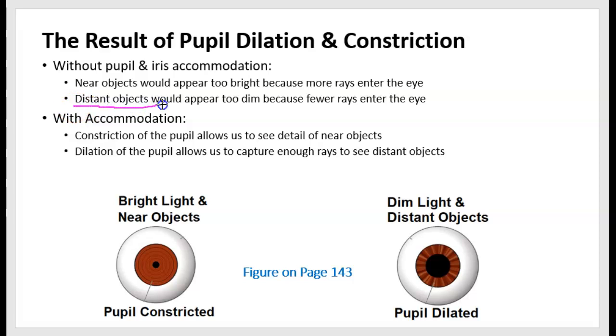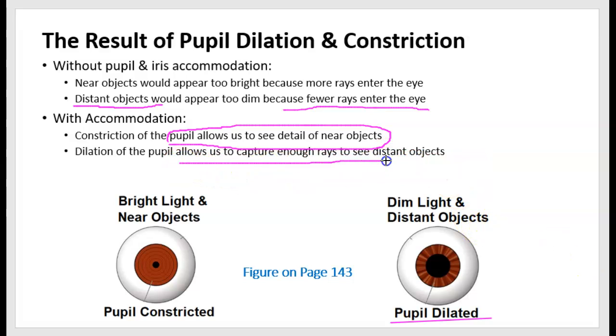But in the case of distant objects that are far away, fewer light rays enter the eye than near objects, and they would appear too dim unless we could dilate the pupil. So with this accommodation performed by the iris and the pupil, constriction of the pupil allows us to see some detail of near objects without too much brightness, and dilation of the pupil allows us to see distant objects, because then we capture enough light rays to see distant objects.